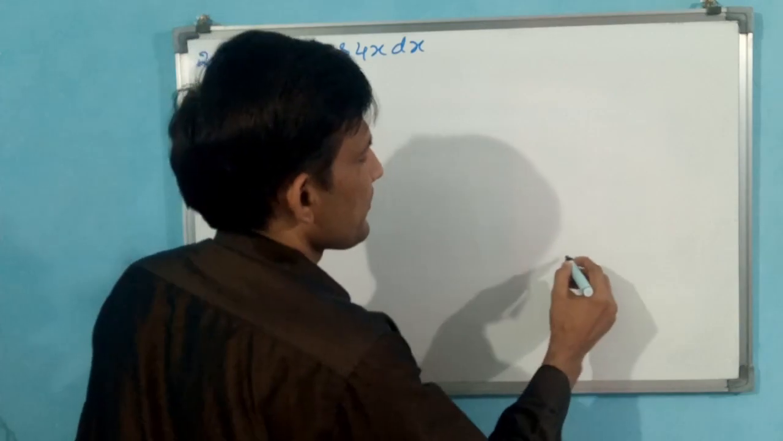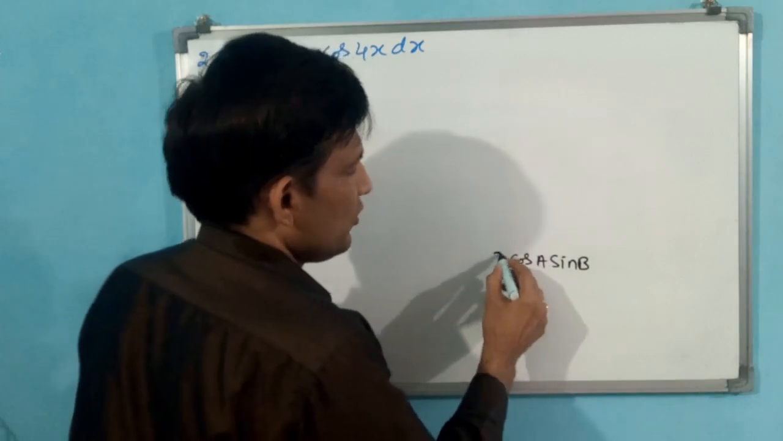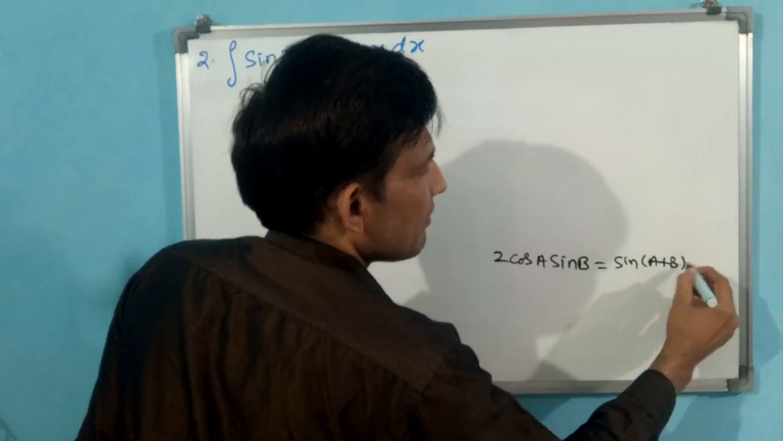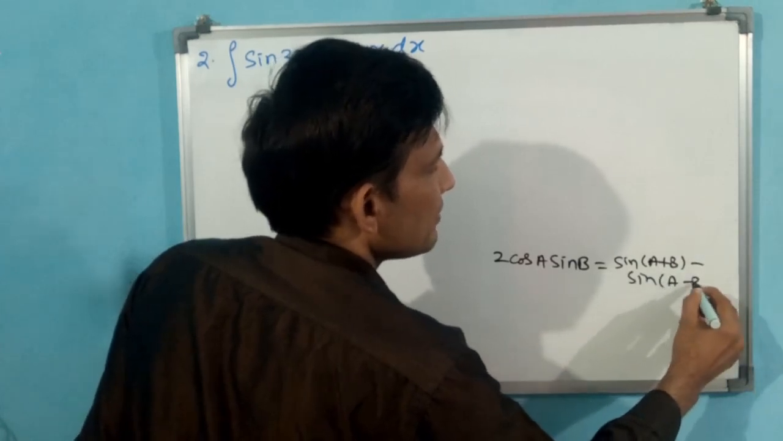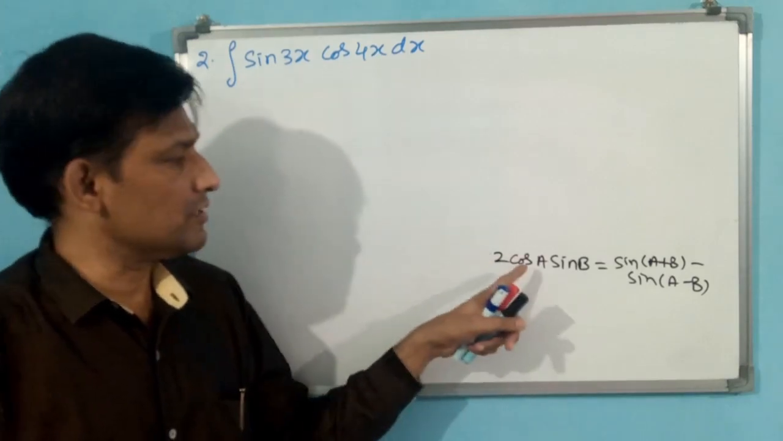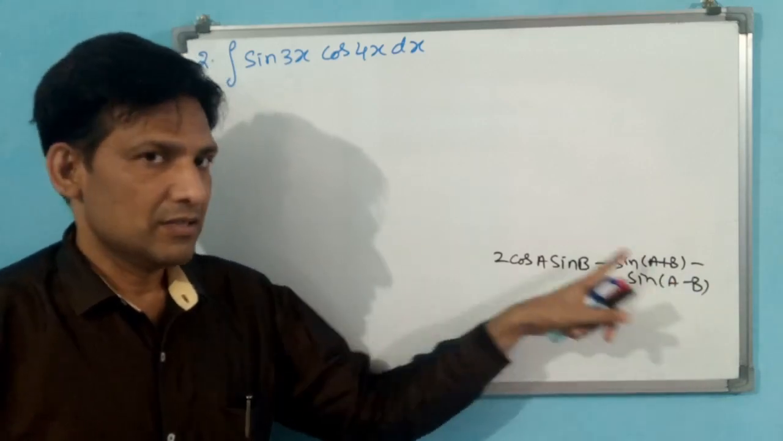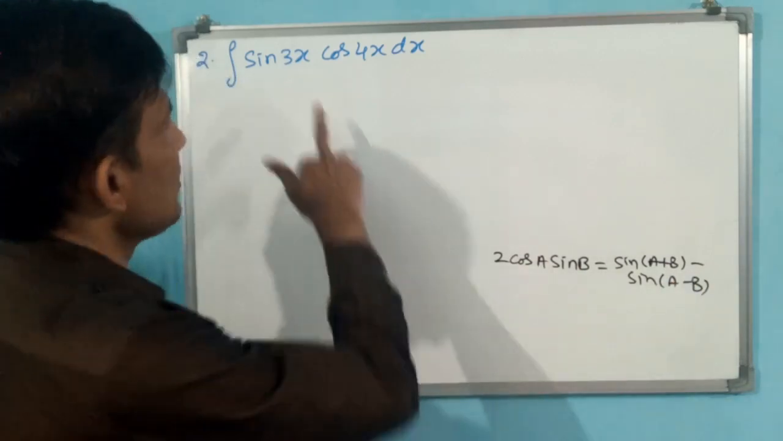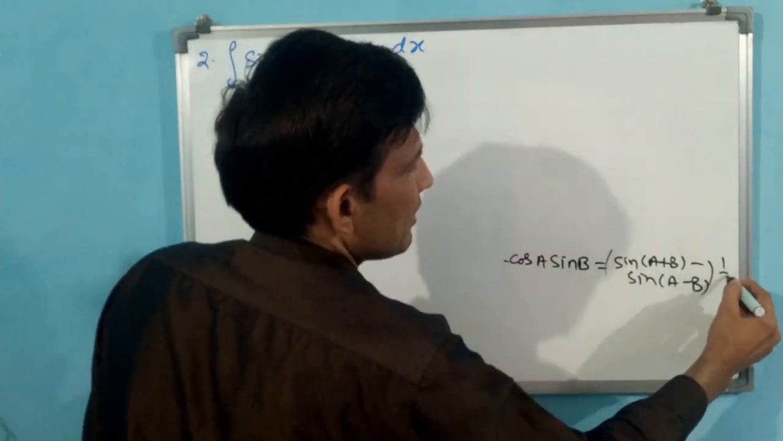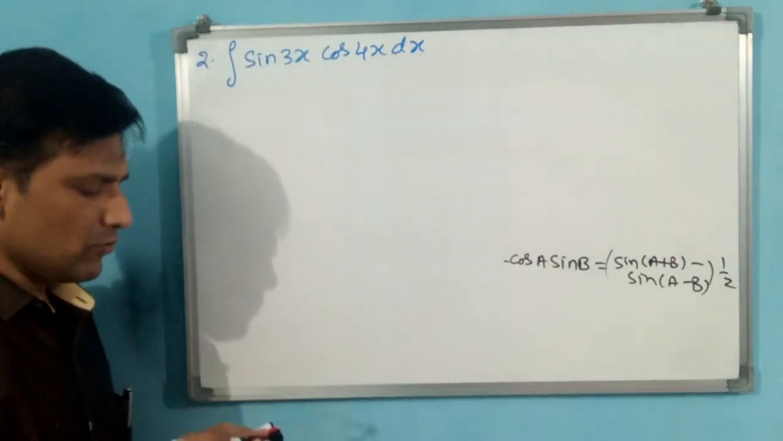You see, cos a sin b means you put here 2 cos a sin b, sin a plus b minus sin a minus b. Sin a plus b plus sin a minus b means 2 sin a cos b will come, but sin a plus b minus sin a minus b means 2 cos a sin b will come. See here, cos a sin b only is there. This 2 you send this side, 1 by 2 into 1 by 2. Okay, like that you have to think.